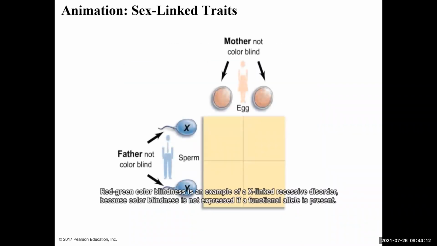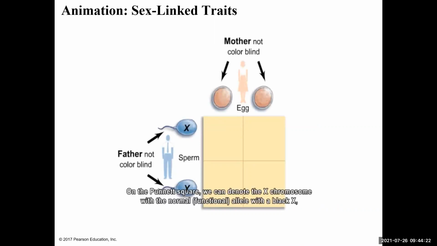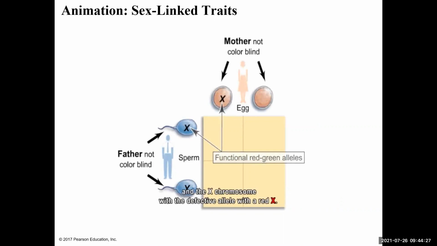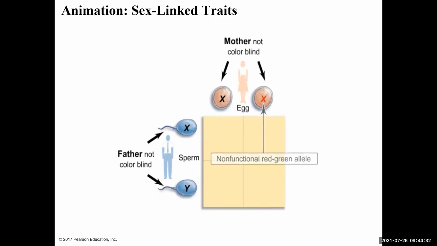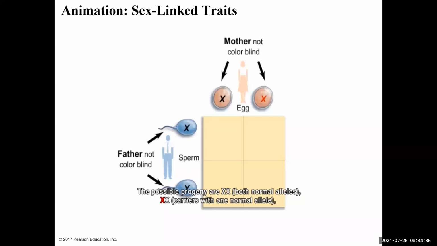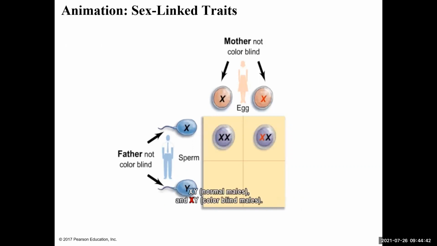Red-green color blindness is an example of an X-linked recessive disorder because color blindness is not expressed if a functional allele is present. On the Punnett square, we can denote the X chromosome with the normal, functional allele with a black X, and the X chromosome with the defective allele with a red X. The possible progeny are XX, both normal alleles, red X, black X, carriers with 1 normal allele, black X, Y, normal males, and red X, Y, colorblind males.